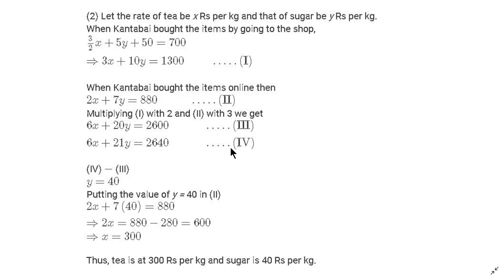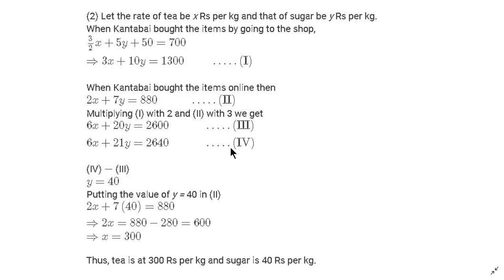Kantabai bought 1.5 kg tea and 5 kg sugar from a shop. She paid rupees 50 as return fare for a rickshaw. Total expense was rupees 700. Then she realized that by ordering online, the goods can be bought with free home delivery at the same price. So next month, she placed the order online for 2 kg tea and 7 kg sugar. She paid 880 rupees for that. Find the rate of sugar and tea per kg.